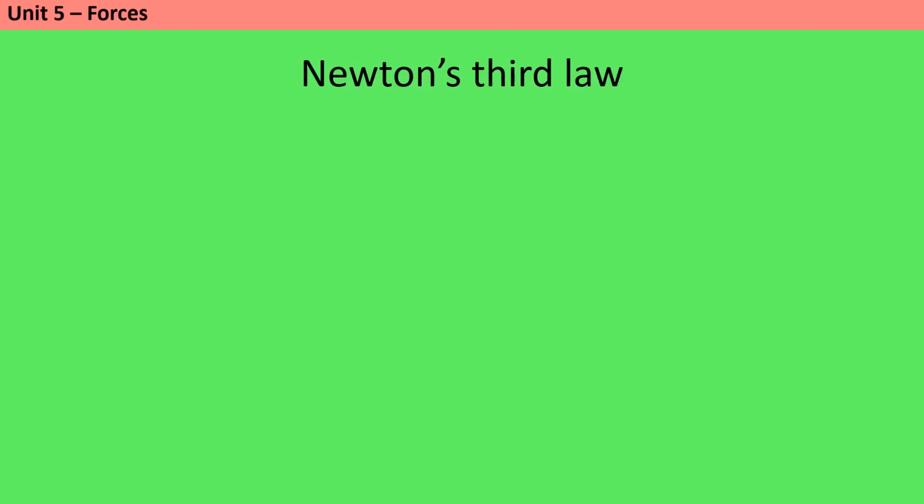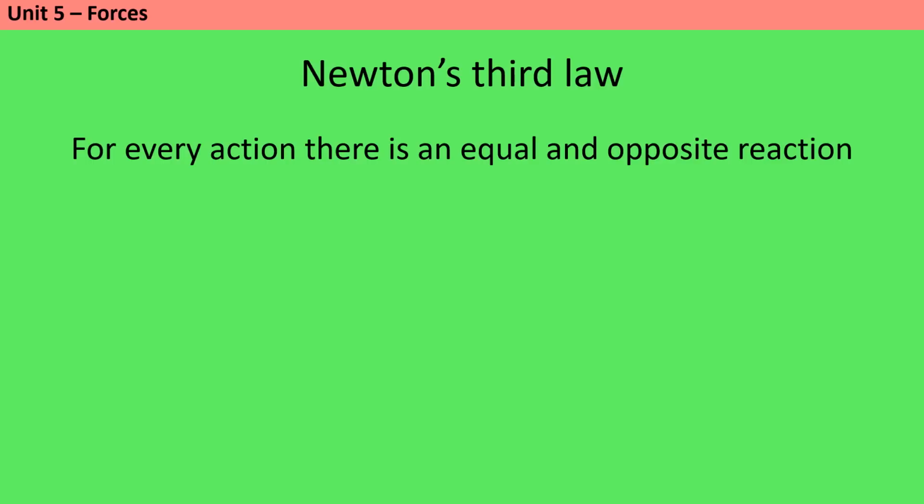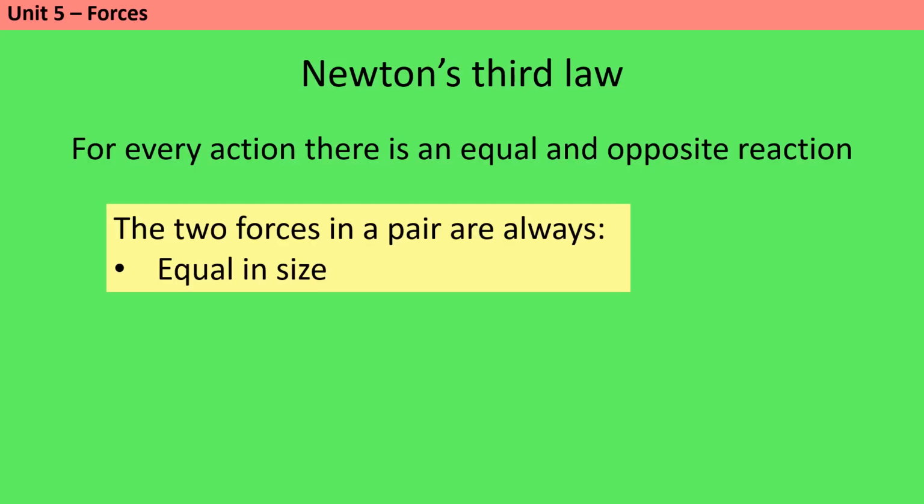Newton's third law says that for every action, there is an equal and opposite reaction. This means that forces always come in pairs, and there are four things that are always true about the pair. The first thing is that the two forces are always of equal size. So if we take our example just there of the book pushing down on the table, the book is pushing down on the table with a force that is equal in size to the force with which the table is pushing back on the book.